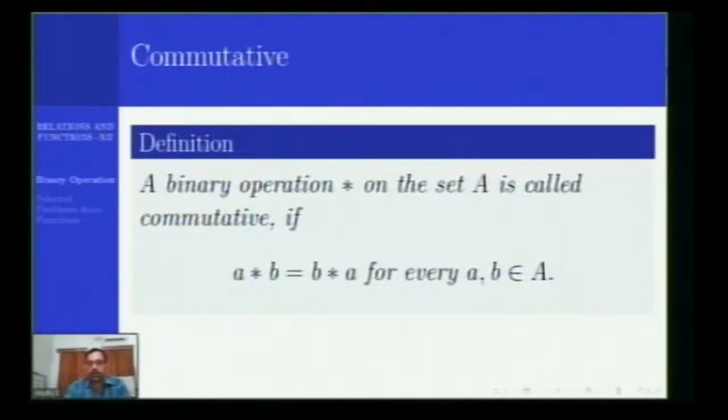Now let us see another property which you have already studied earlier. Suppose you take two natural numbers, and in natural numbers you define the operation addition. You take two numbers, 4 plus 2, you will get the answer 6. You interchange the order, 2 plus 4, you are going to get the same answer. So 4 plus 2 and 2 plus 4 are the same. That is, order does not matter there.